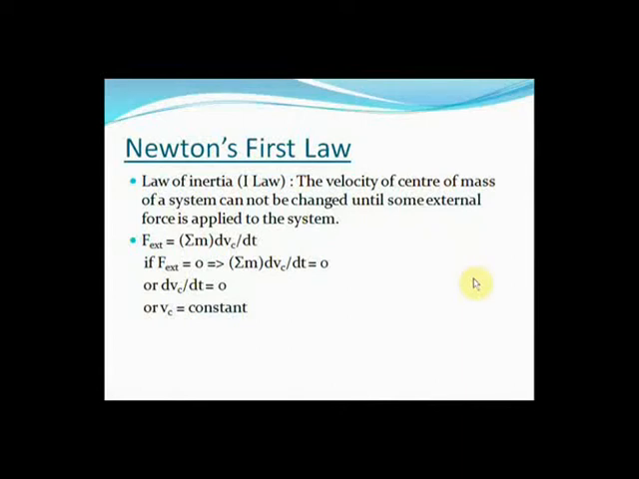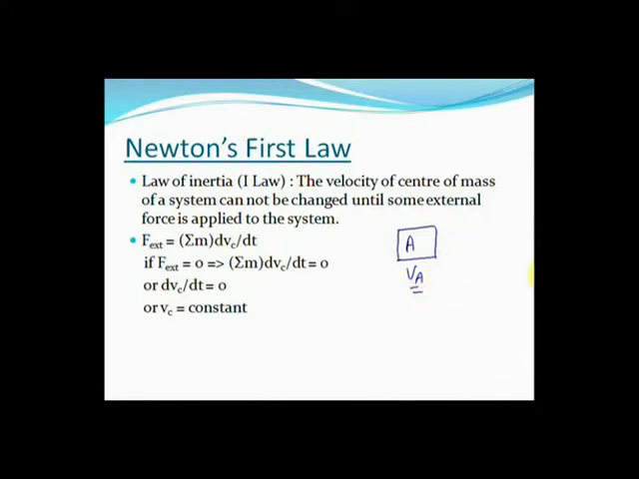This law states that the velocity of center of mass of a system cannot be changed until some external force is applied to the system. So to understand it, let's take an example. Suppose there is a block A, which is our system, and the velocity of the center of mass of block A is VA. So the block A is moving with velocity VA.